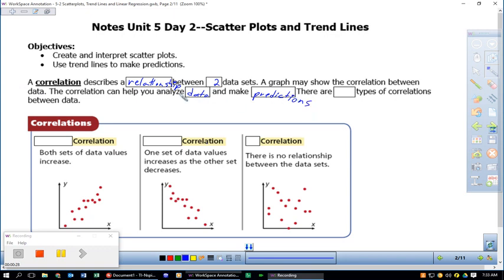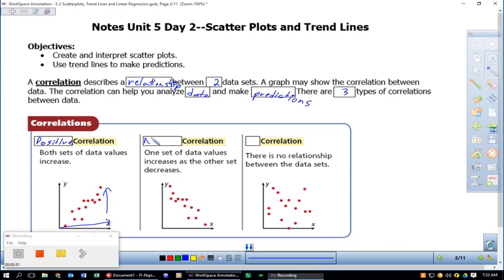To analyze data and make predictions, there are three types of correlations. Really, there are two, but our last one is going to be kind of a weird one. The first is positive correlation, which means as you go from left to right, your data is increasing.